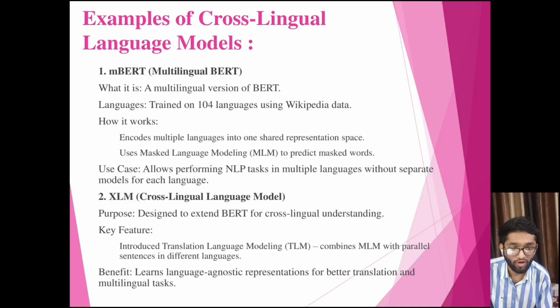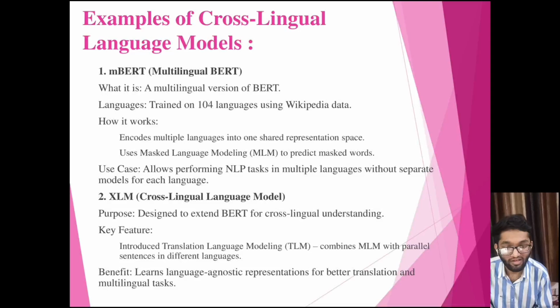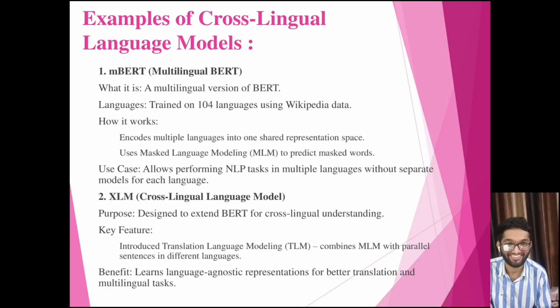The second one is XLM, cross-lingual language models. Purpose: to extend BERT for better cross-lingual understanding. Key features are introducing translation language modeling, which combines masked language modeling with parallel sentences in different languages to improve multi-language tasks. Benefits of this is learning language-agnostic representations, making it more effective for translation and other multi-language tasks. In short, mBERT is a multi-language model for handling tasks in multiple languages with a single model, and XLM builds on BERT to improve cross-language tasks by using both MLM and parallel sentences.